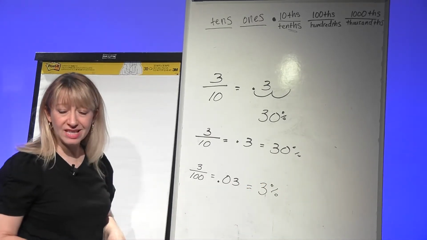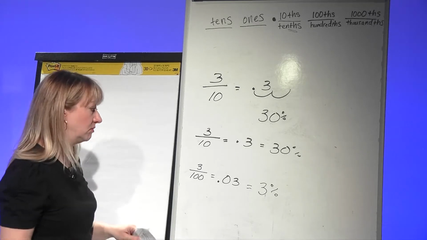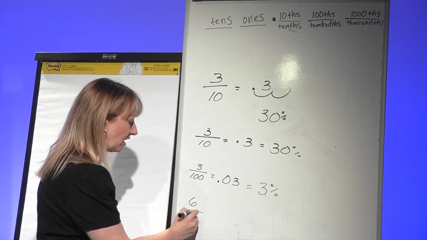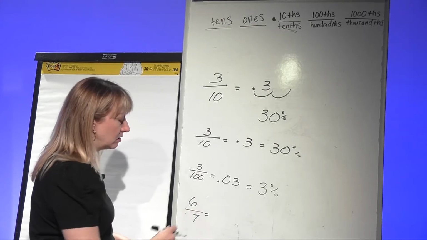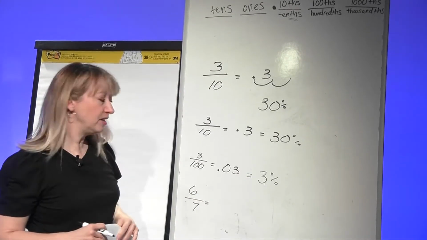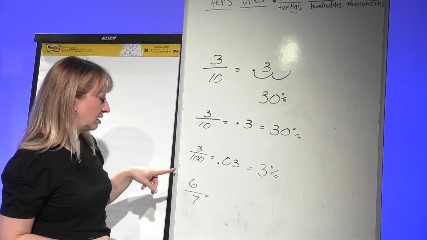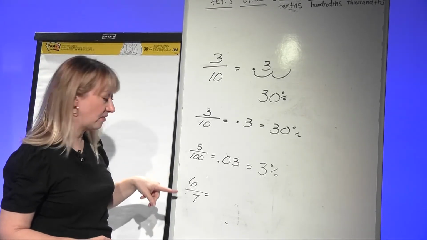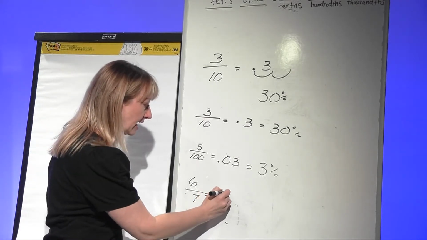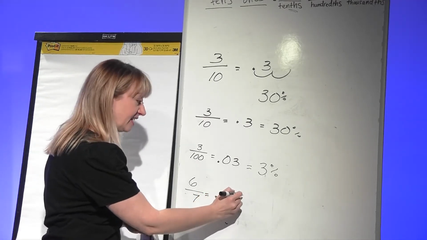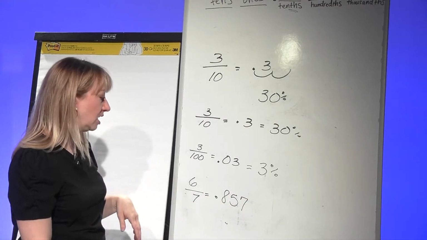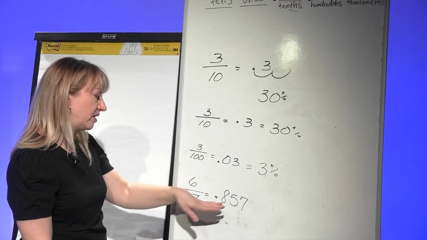But what if the number is not over 100 or 10 or 1,000? What if you have 6/7? Well, you can't just set it up as easily as that. Because you can use a calculator, what you want to do is just type in 6 divided by 7. If you type in 6 divided by 7, you get 0.857, and some numbers that follow, but we're going to round. So you just type in 6 divided by 7, and this is what you get.